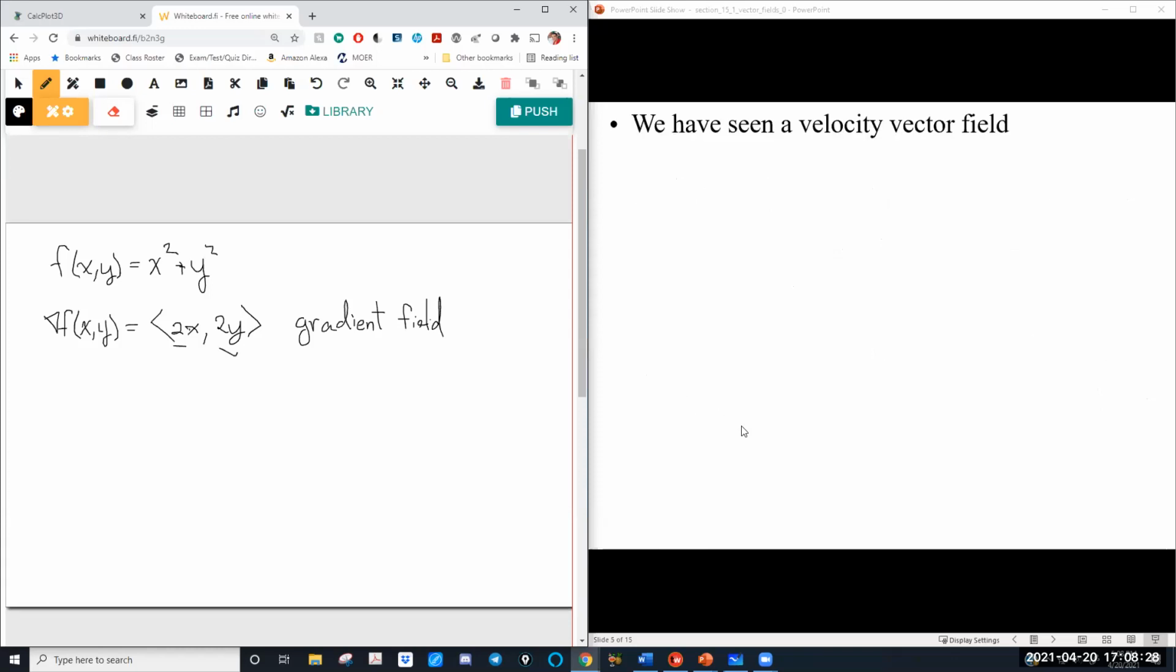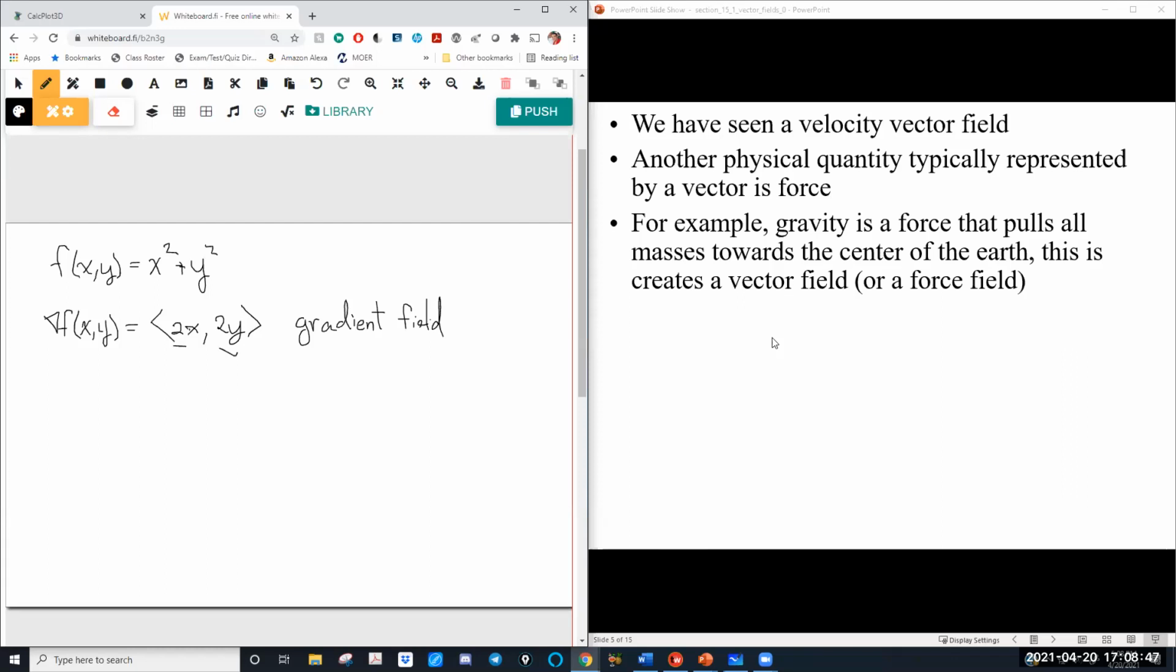So a velocity vector field is one example that, again, I think is intuitive. Think of the river, the velocity of the water, and the direction of the water. Another one that we'll deal with a little bit in here is force. So for example, gravity is a force that pulls all masses towards the center of the earth. That is a vector field. Now this is a specific case of a vector field, so we might call it a force field. But as you can imagine, we'd have a bunch of vectors pointing towards the center of the earth if we were to represent it as a vector field.